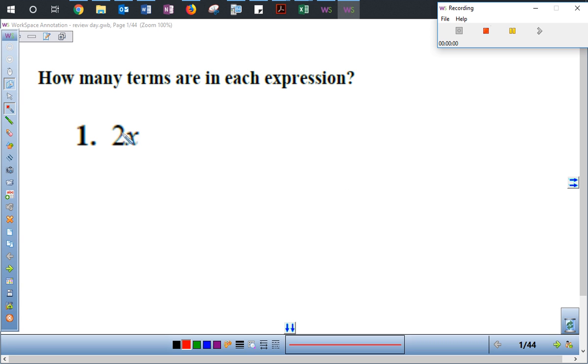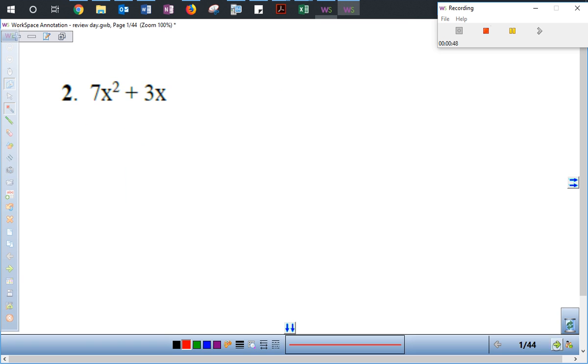Hopefully you remembered that terms are separated by addition signs, subtraction signs, and equal signs. And so since you see none of those in this problem, there's only one term, and it is just 2x. Number 2, pause the video, complete this problem. We see one addition sign which separates two separate terms. So there are two terms on number 2, 7x squared and 3x.